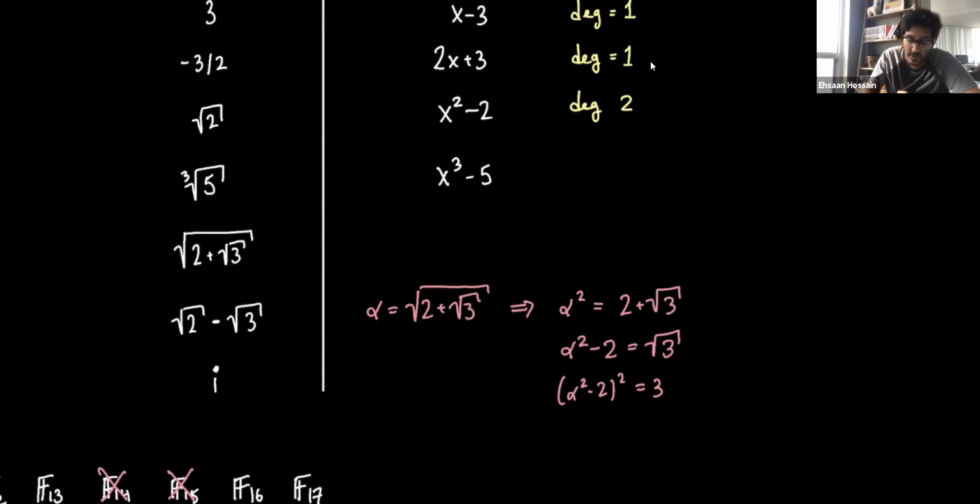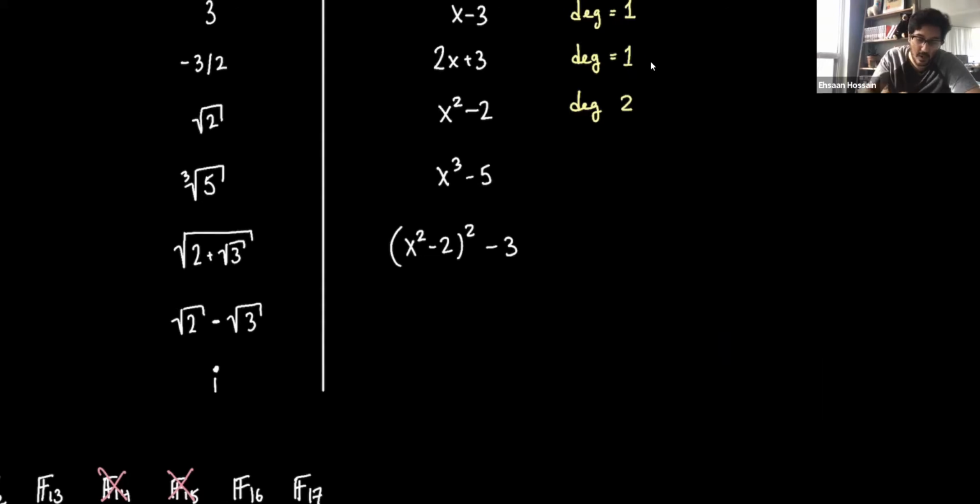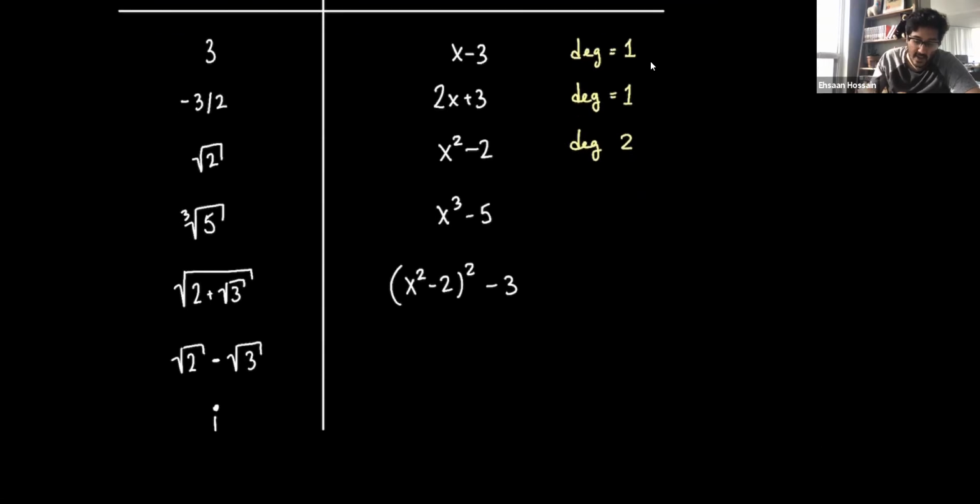X squared minus 2, all squared minus 3. Excellent. X squared minus 2, all squared minus 3. Nice. And you could expand that out if you want. Yeah, you could definitely expand that out if you want, and I will not because I want to keep my sanity.